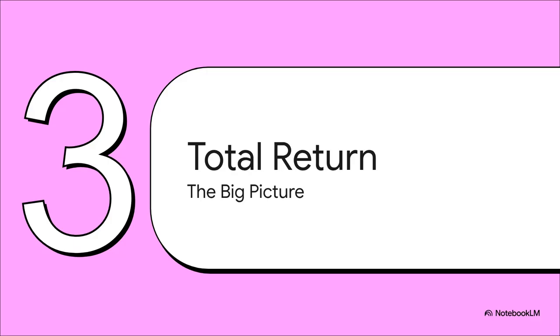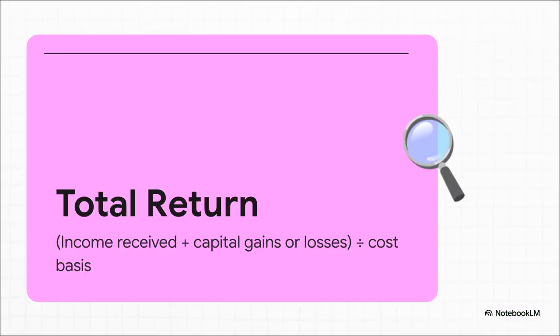Section 3, Total Return, the Big Picture. All right, this is where it all comes together. We take the income we learned about back in Section 1 and the capital gains we just covered in Section 2, and we literally smash them together to get the absolute ultimate measure of an investment's success over time.